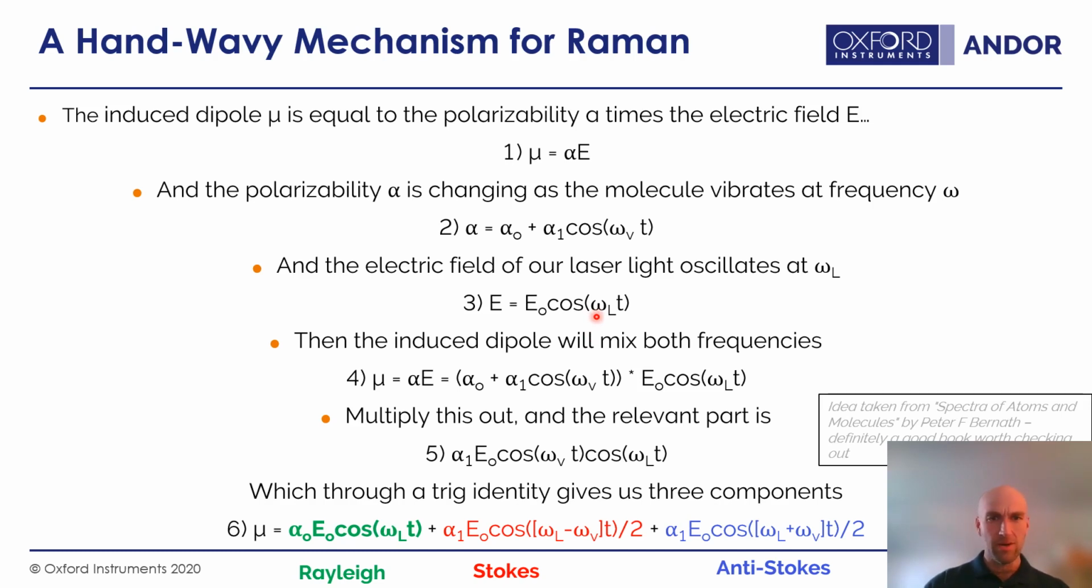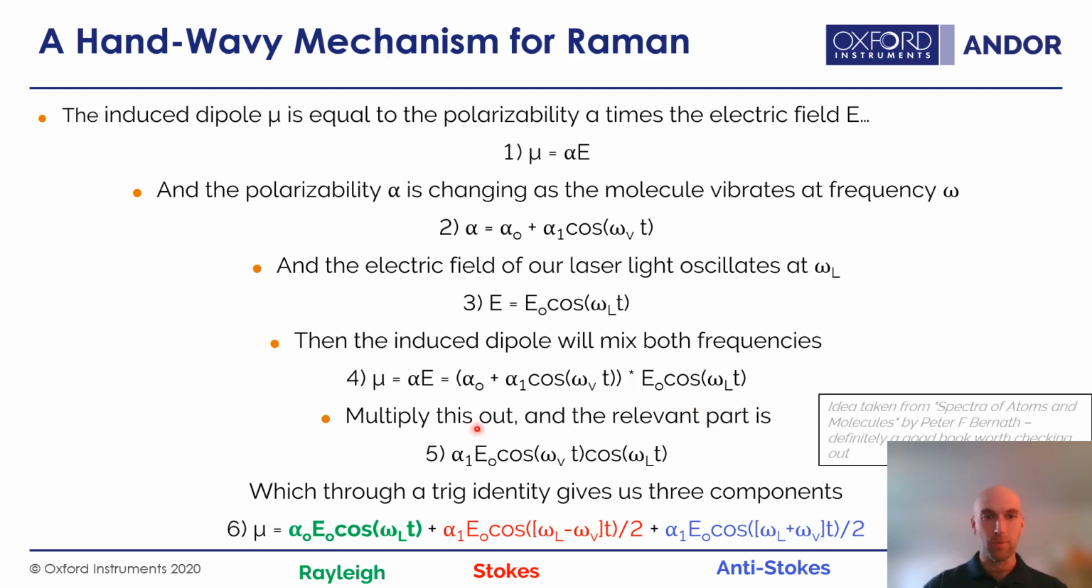So what we do is we take 2 and 3 and plug it back into 1. So we get mu is still equal to alpha E. The dipole is equal to the polarizability times the electric field, except now both of these are changing with time. This one has a static part, this is the molecule's polarizability, and a time-dependent part. This is all time-dependent. This is the electric field of our laser.